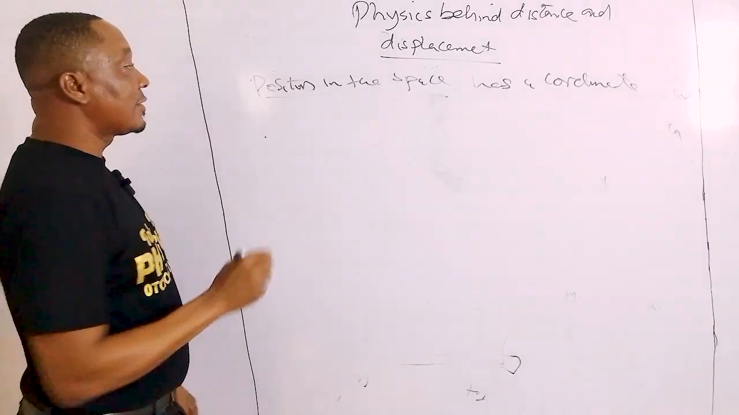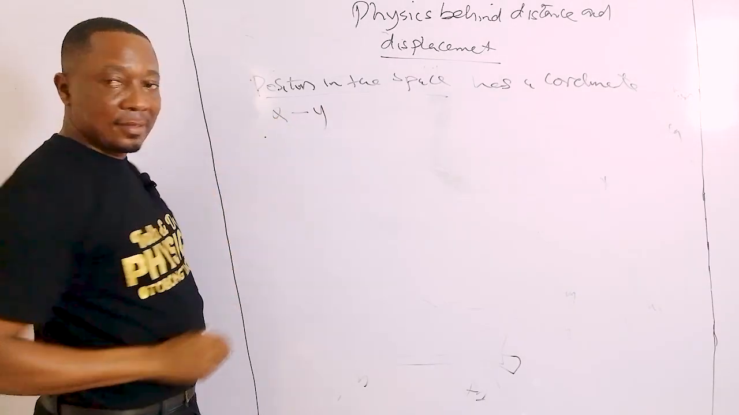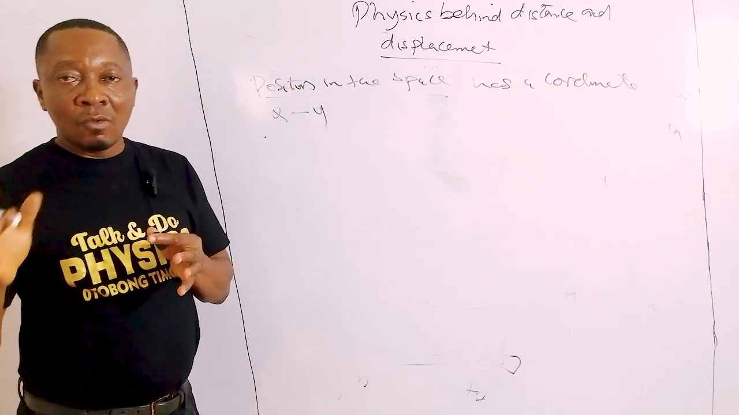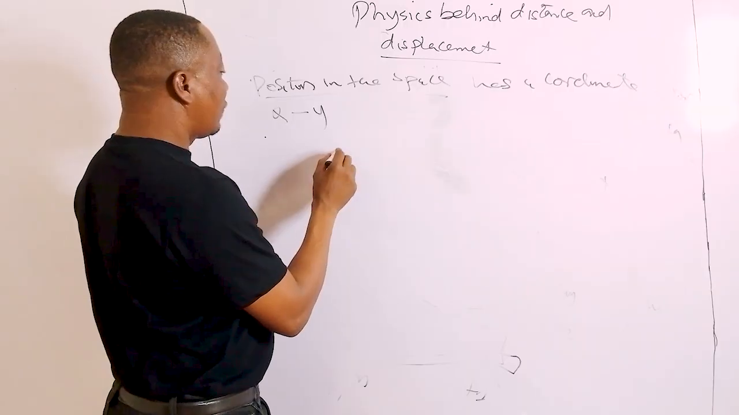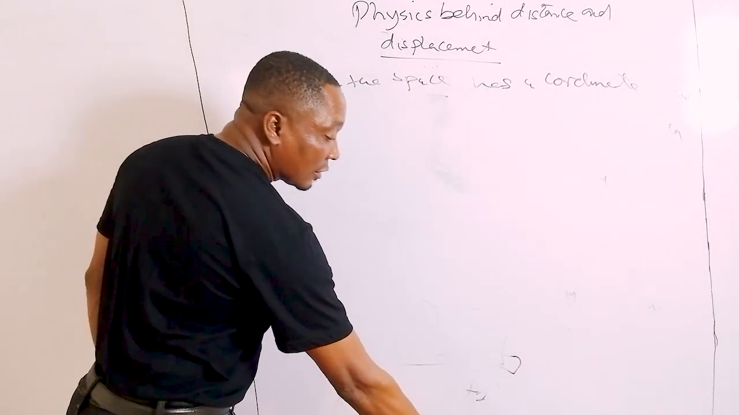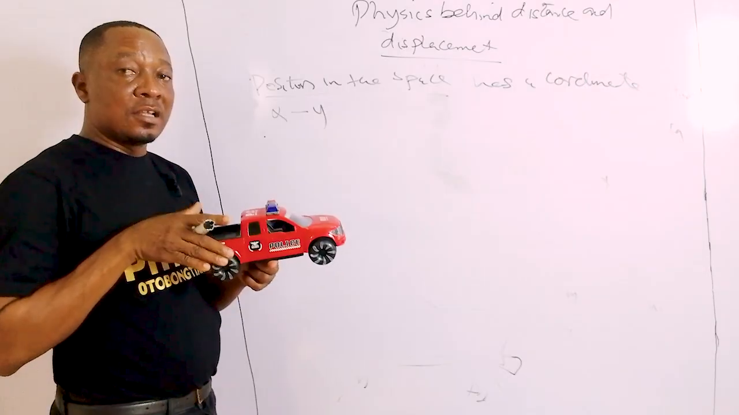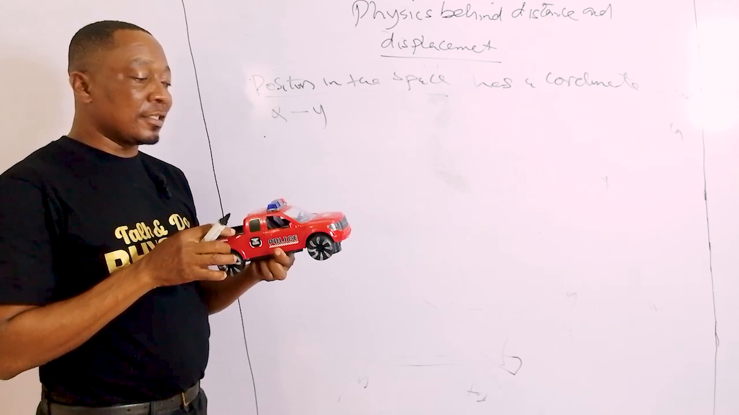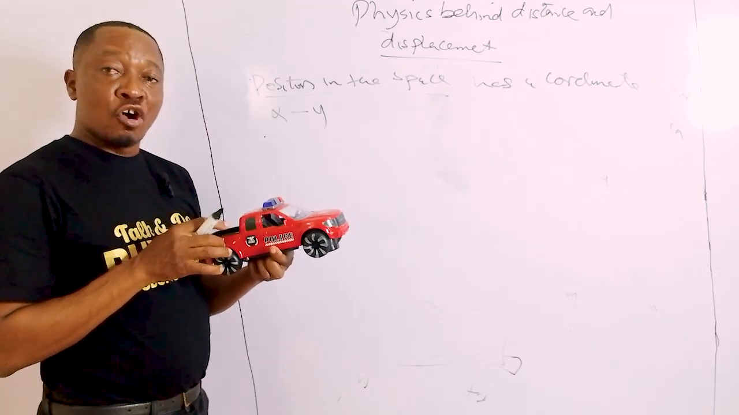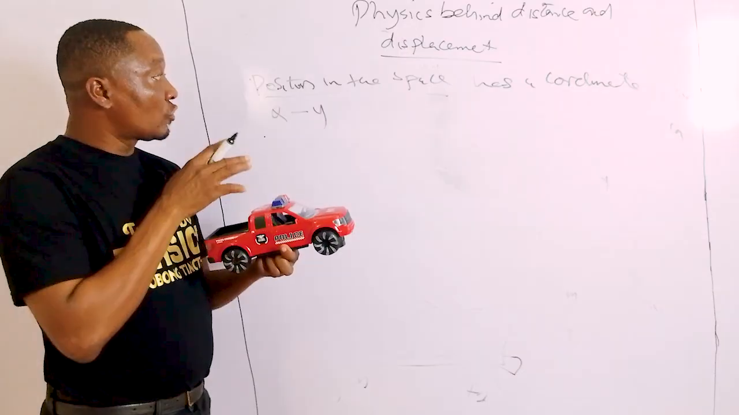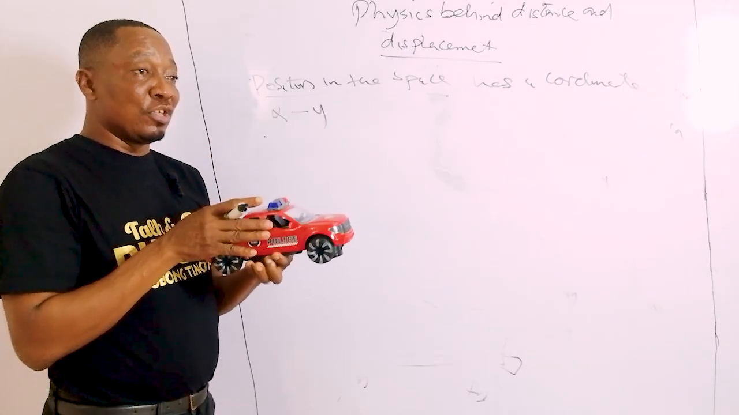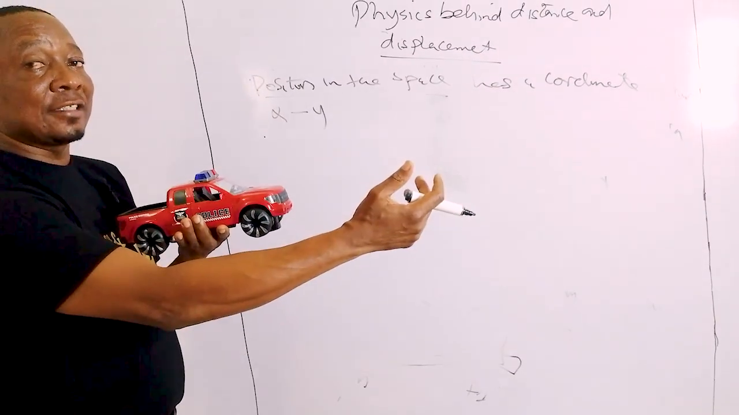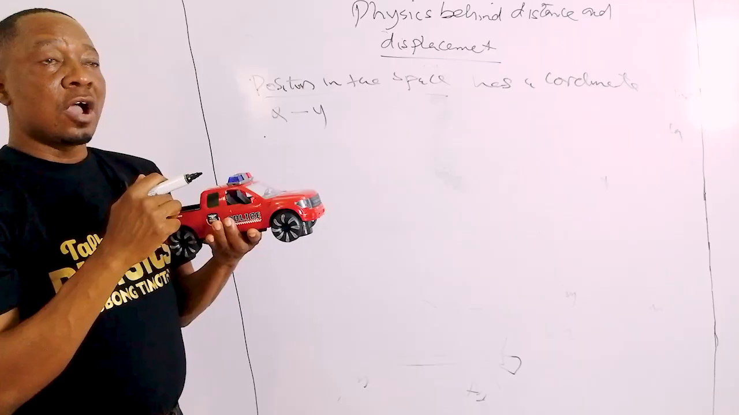And the coordinate is X and Y. The coordinate of the position of an object is X and Y. So we now have, for instance, this object here, and the position of this object in my hand is X and Y. Let's use this police truck to illustrate the position of an object. This position in my hand has X and Y. X is the horizontal axis and Y is the vertical axis.